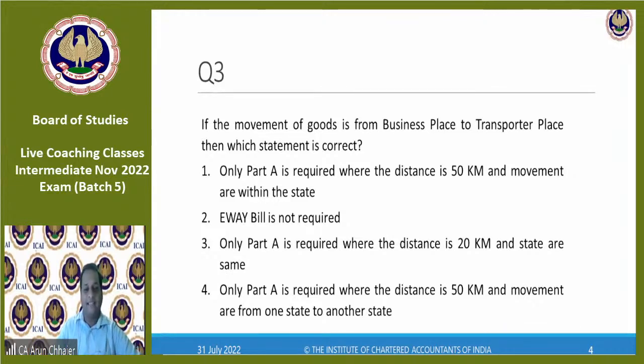Great. The right answer is the first option. Only part A is required where the distance is 50 kilometers and movement is within the state. Absolutely correct answer.